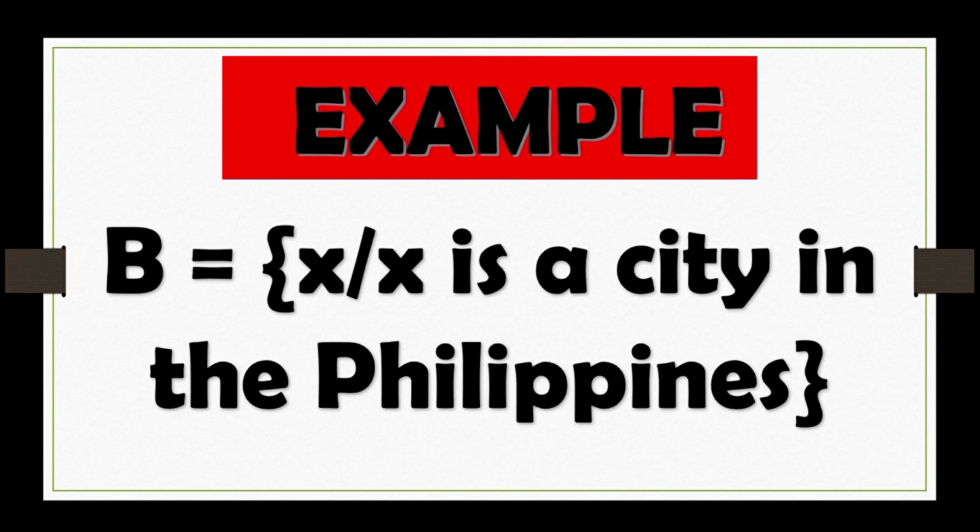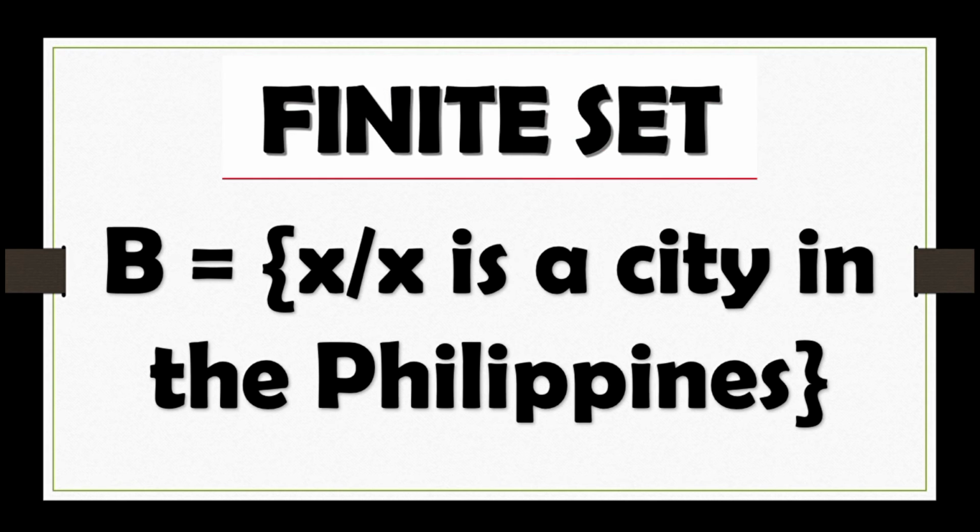Second example. Set B is a set of x such that x is a city in the Philippines. We are all aware that there is a recorded list of cities in the Philippines, and we can name them.